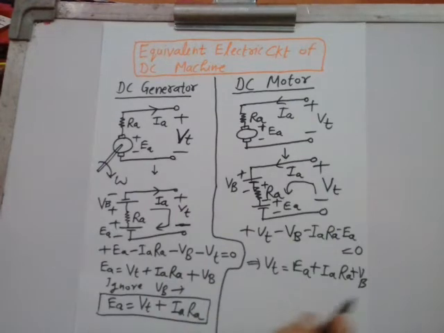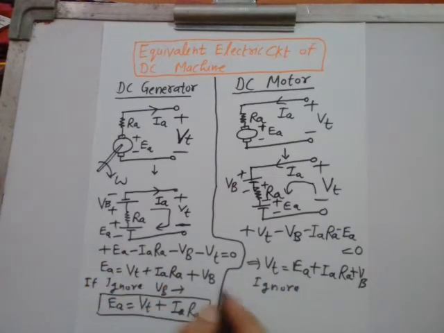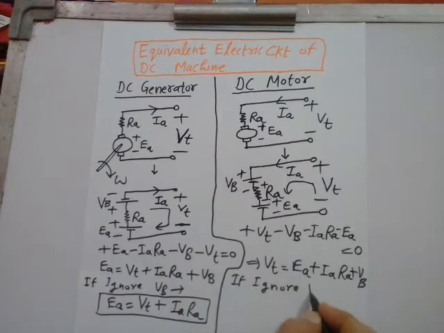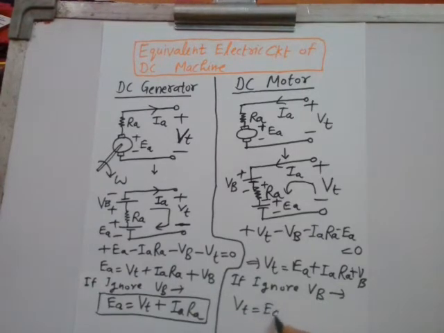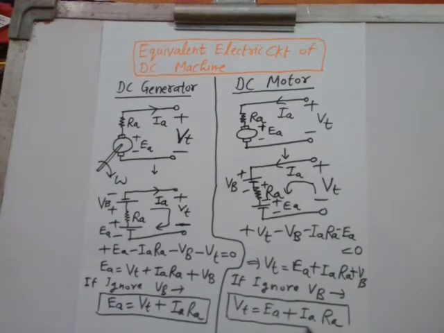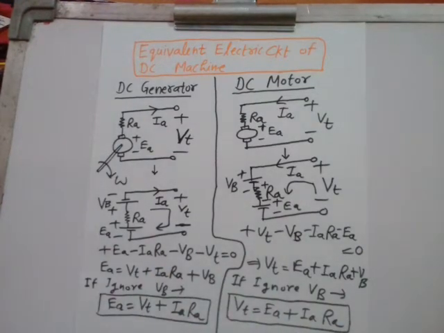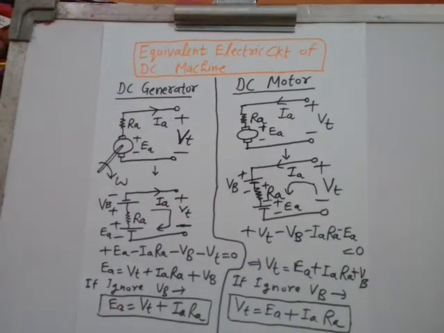You understand? If you ignore VB, the brush voltage drop, which is very small, of the order of 1 or 2 volts, then VT will be equal to EA plus IARA. This is the equation for the DC motor. You understand now? Now you can directly write this equation without drawing this circuit diagram. I will tell you the trick.